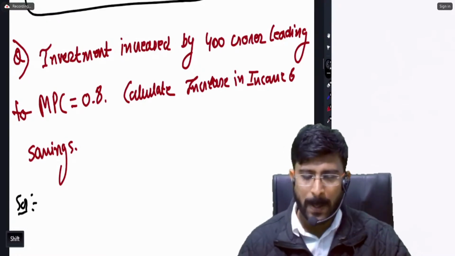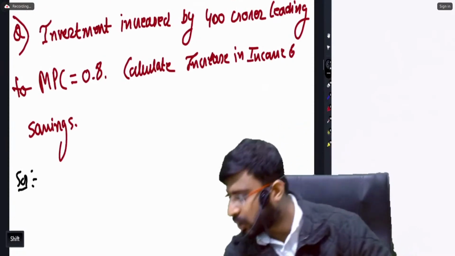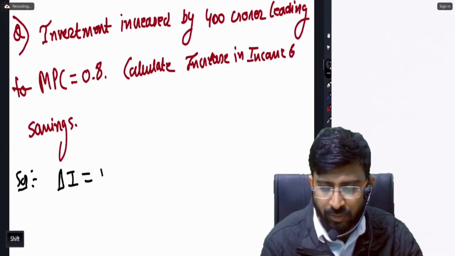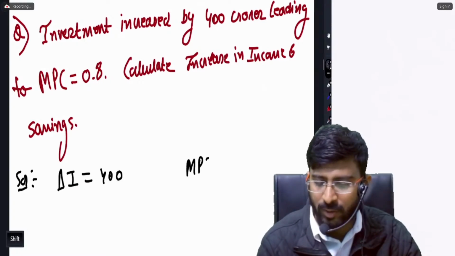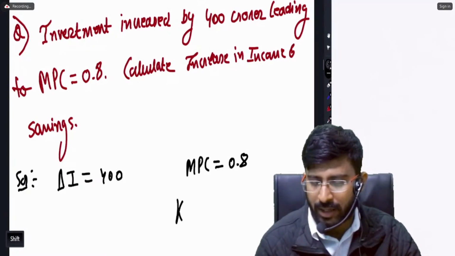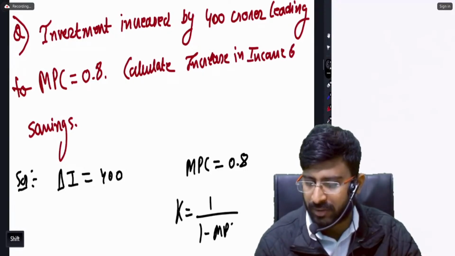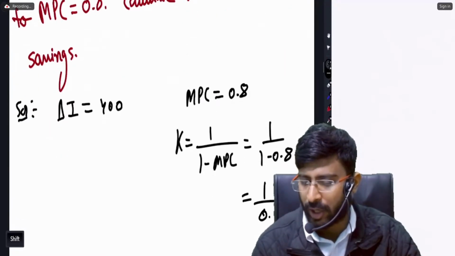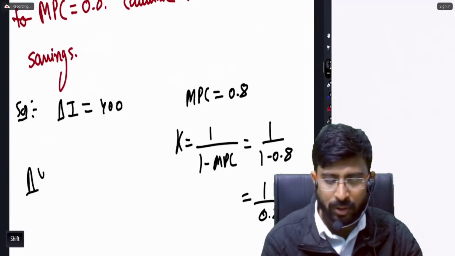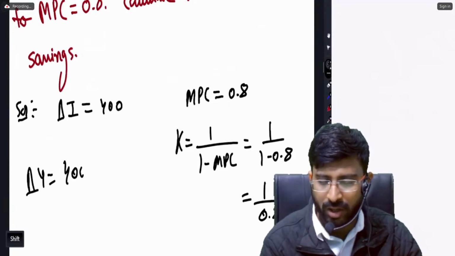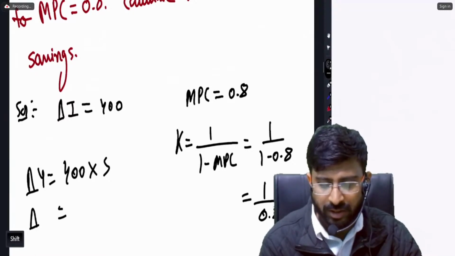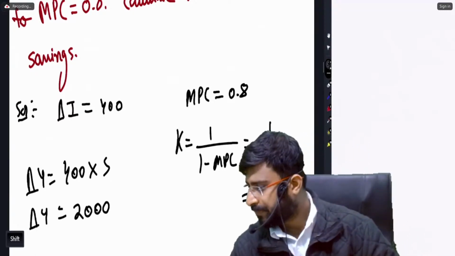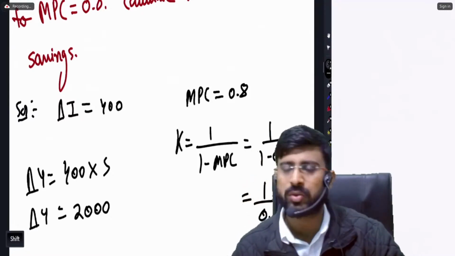See, everybody, investment increased by 400 crores. So change in investment is 400. MPC is 0.8. Now the multiplier is 1 by 1 minus MPC. So it's 1 by 1 minus 0.8. That gives you 1 by 0.2, which gives you 5 times. So the change in income is 400 into 5 times. That is change in income equals 2000 crores.